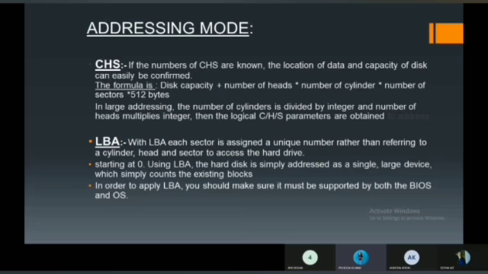Next is the addressing mode of LBA. Modern BIOS can switch to logical block addressing mode using the INT 13h interrupt extension. Using LBA, the hard disk is simply addressed as a single large device, which simply counts the existing blocks starting at 0. An LBA block thus corresponds to a sector using CHS addressing. To apply LBA, we should be sure that it is supported by both the OS and the BIOS.